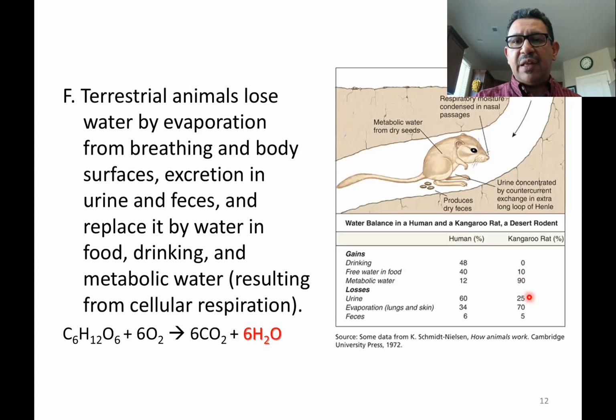Losses for animals in the desert: urine, they don't urinate very much. Evaporation is a big problem for them. And feces is going to be a very minimal amount of water for them. And so that's what animals must do in terms of regulating, getting the water they need, compensating for water they may be losing or maybe getting rid of excess water, and also other minerals and ions that may contribute to the well-being.